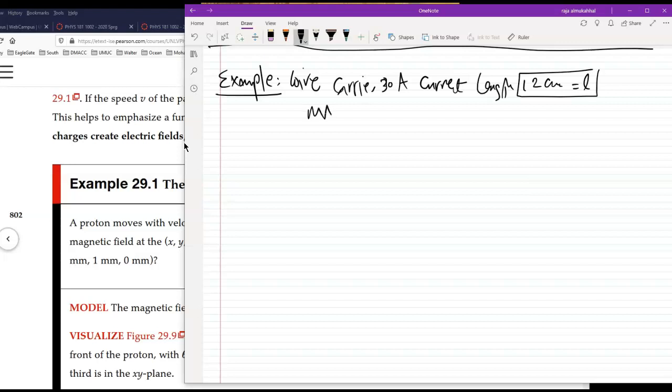There is a magnetic field at 60 degrees, and a value of B equals 0.9 Tesla. Question: what is the magnetic force on the wire?